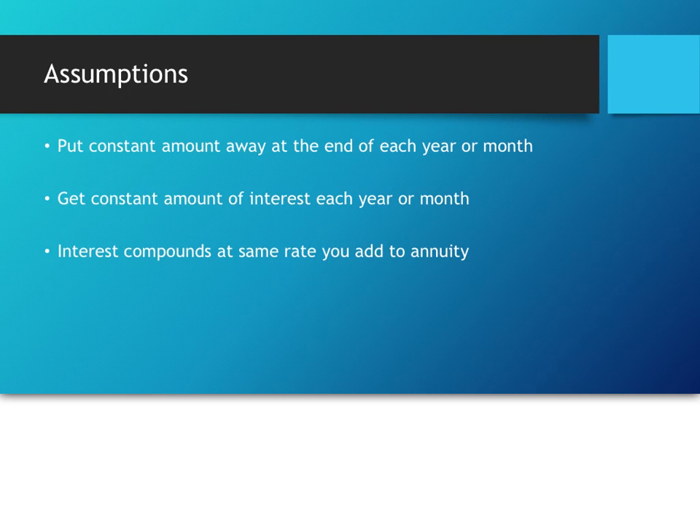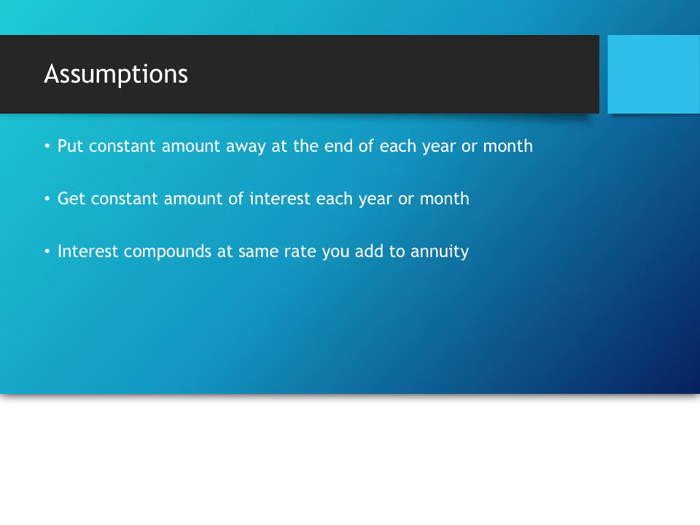Okay, so it's not very much different from the previous chapter where we talked about interest, except instead of having a lump sum that gains interest every month, we're going to put more away every single month or every single year. And we're also going to assume that interest is compounding at the same rate I'm adding to the annuity.